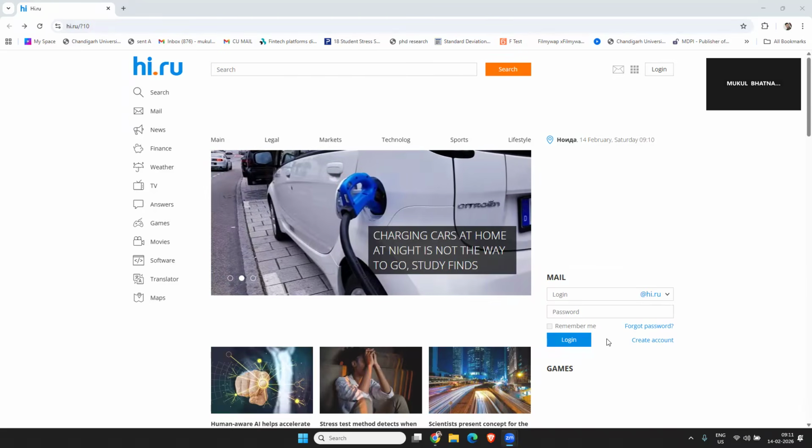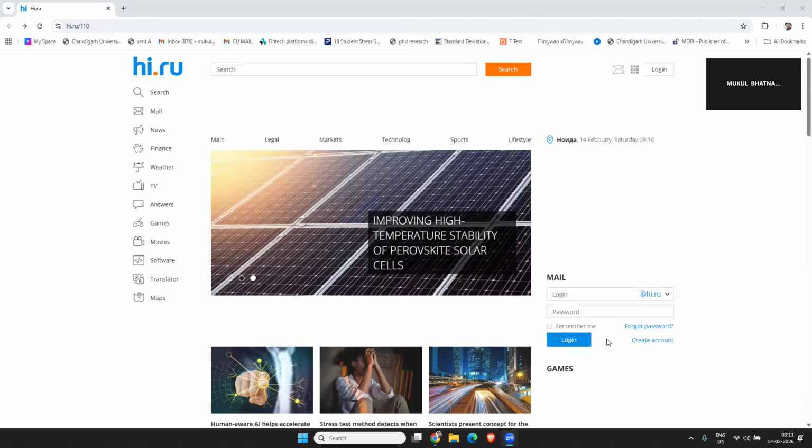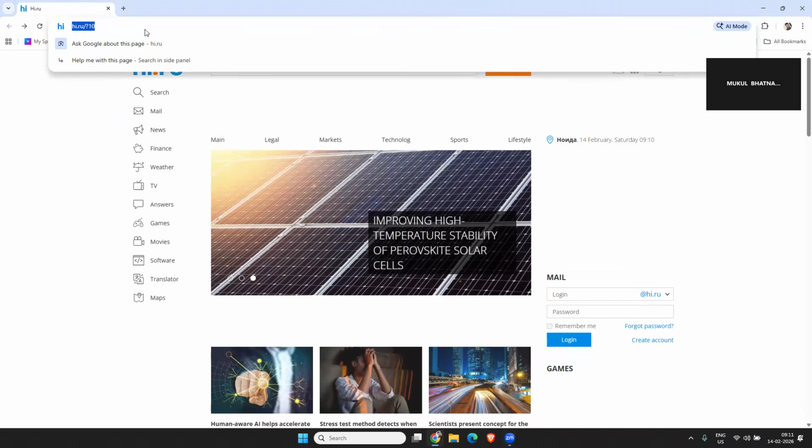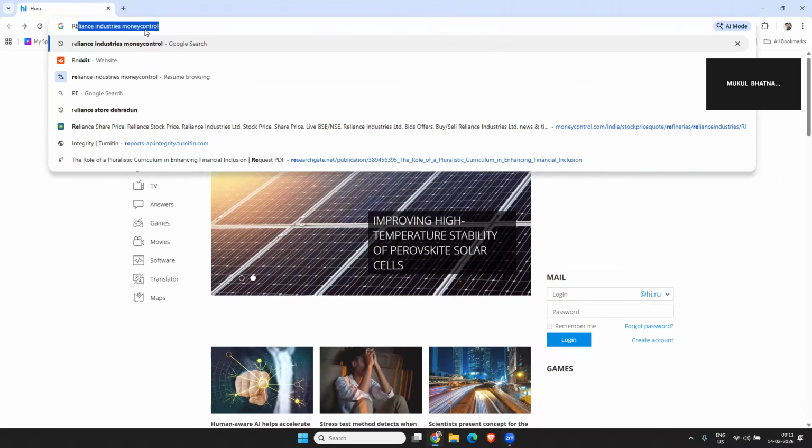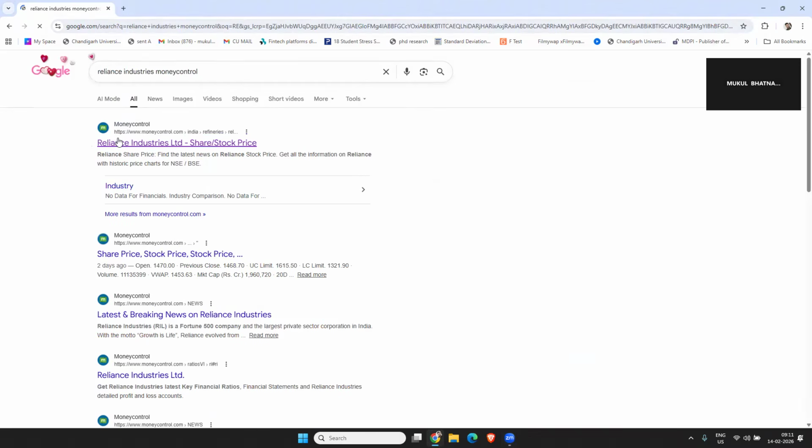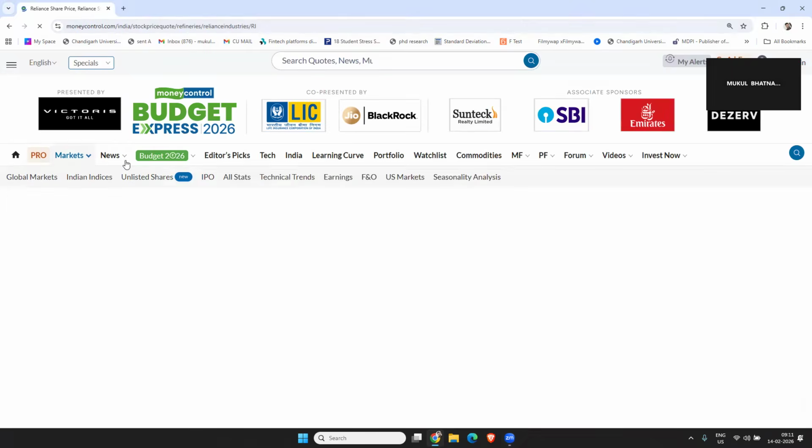Welcome everyone to the next class of financial modeling. In today's lecture, we will be making some judgments about Reliance Industries on the basis of a few calculations of its balance sheet. So let me write Reliance Industries money control and I will be opening the balance sheet of Reliance Industries.